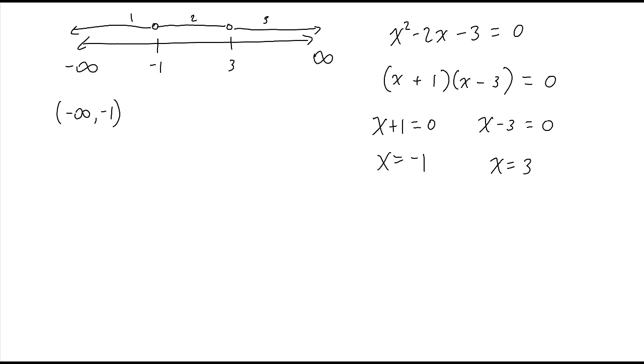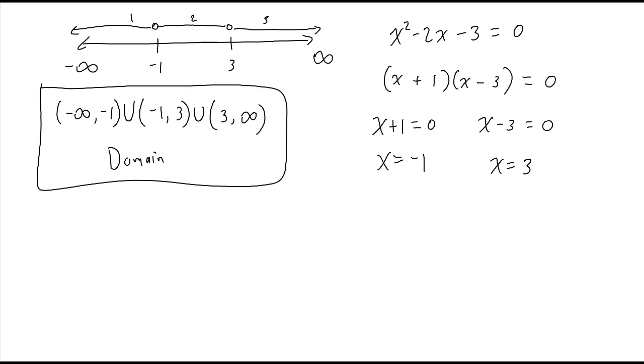Don't forget the union symbol. The second interval is -1 to +3, union symbol. The third interval is 3 to infinity. These 3 together, the union of these 3 intervals, represents the domain.